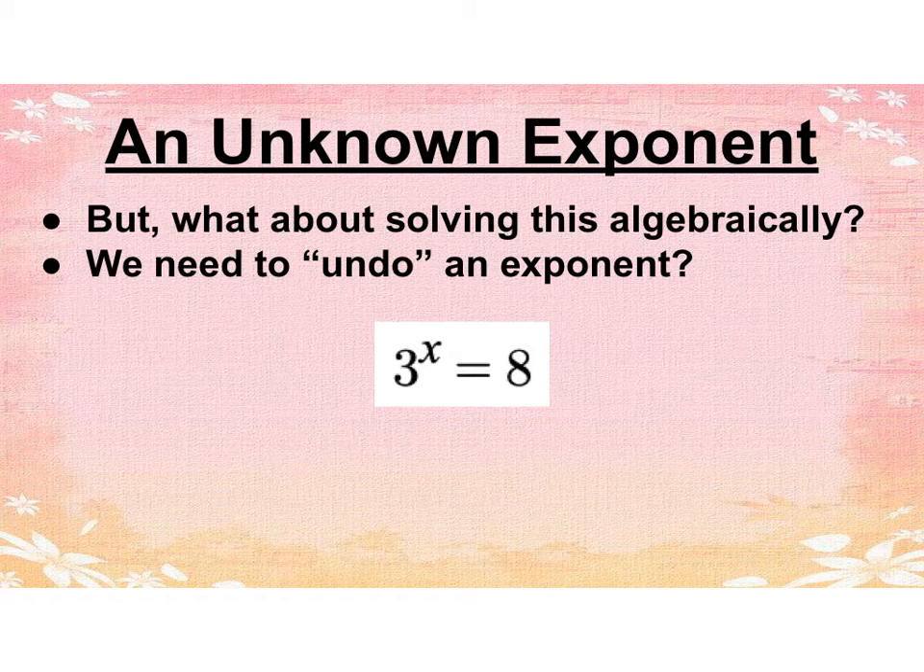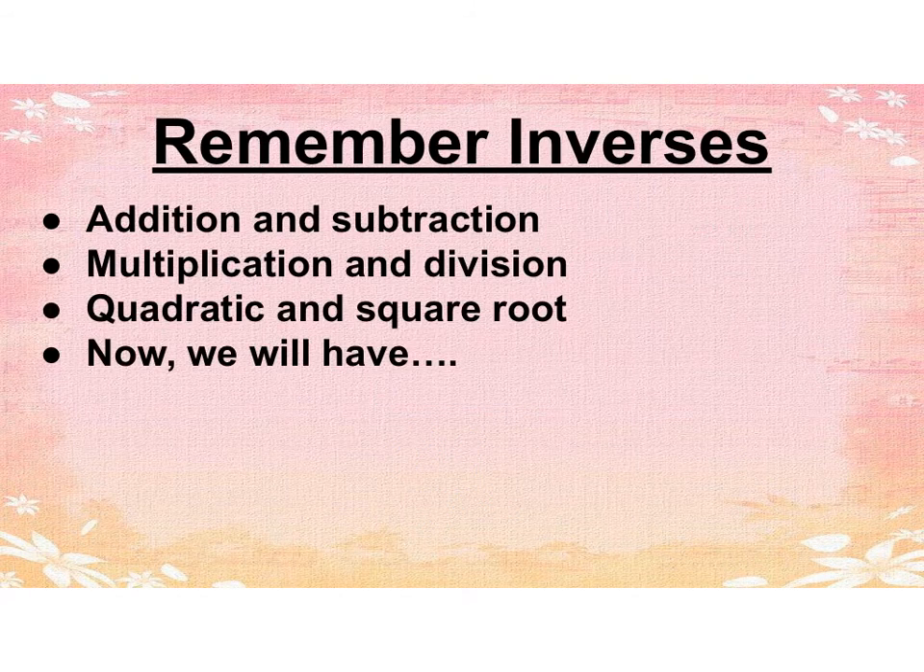We would need to undo an exponent. So here I can't just see the answer. I don't know 3 to the something equals 8. I can estimate because 3 squared is 9. So I know that x is going to be a little bit less than 2. But we want to figure out how to solve it algebraically and exactly.